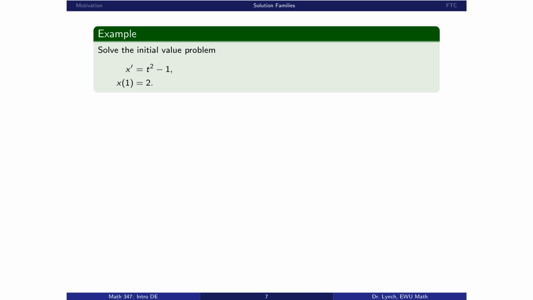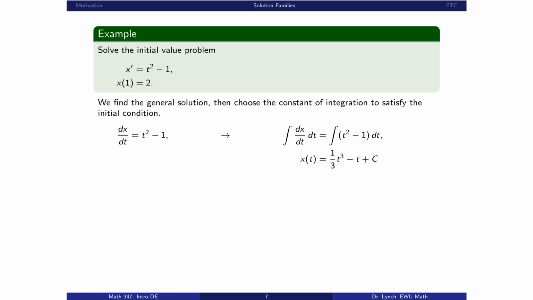So in this case, we have x prime equals t squared minus 1, where the value of x at t equals 1 is 2. So x of 1 is 2. Okay, so here it's pretty quick just to integrate both sides with respect to t, or in other words, the general solution here of this differential equation x is the general antiderivative of t squared minus 1. Okay, so integration of polynomials is something we know how to do. We can think about, again, this differential equation rewritten in Leibniz notation and just integrate both sides. The integral of dx dt with respect to t is x of t. And an antiderivative of t squared minus 1 is 1/3 t cubed minus t.